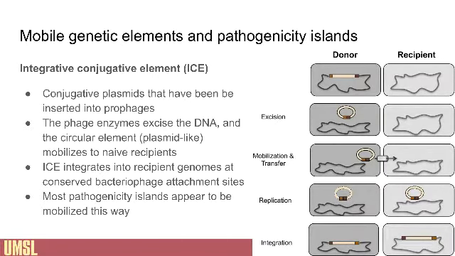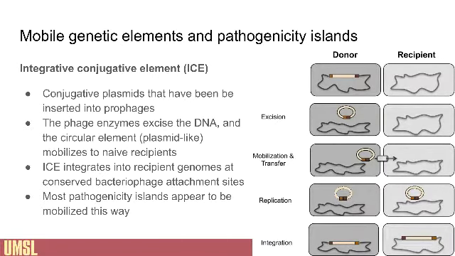So what ends up happening is that these things get induced under lytic-inducing conditions, so things like production of reactive oxygen species, starvation, all kinds of things. They excise themselves, and then they get mobilized by tra genes, or like these type 4 secretion systems, into naive recipients, and basically reintegrate themselves into these recipient cells.